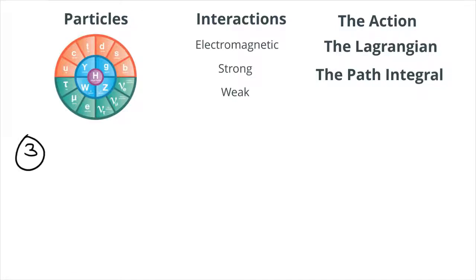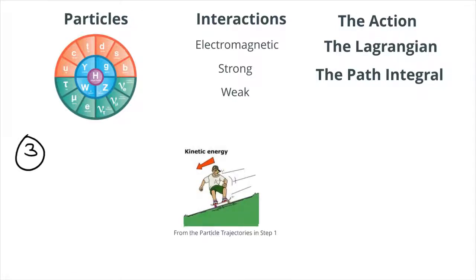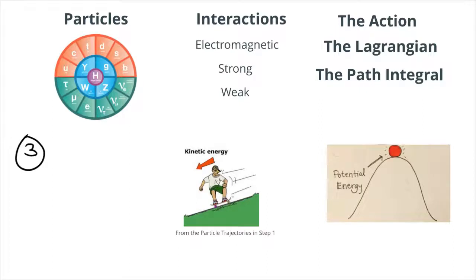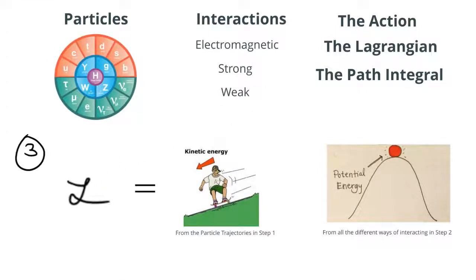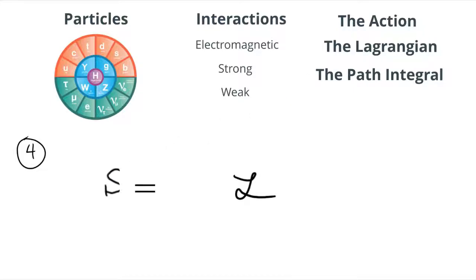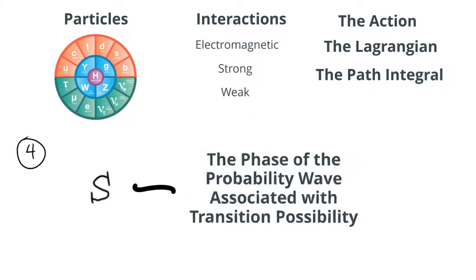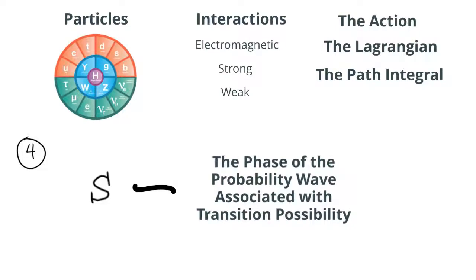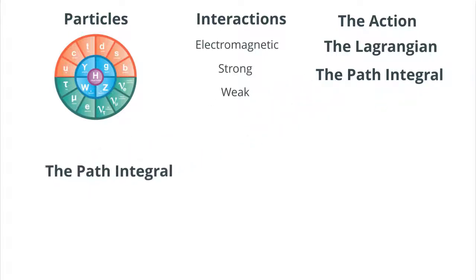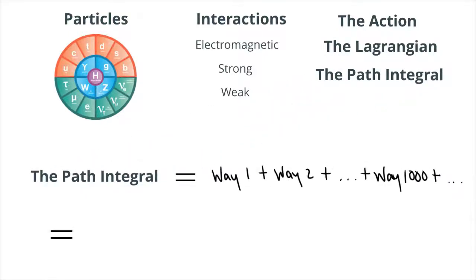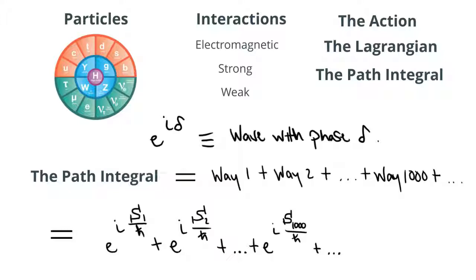Third, using the kinetic energy associated with the particle trajectories and the potential energy associated with the particle interactions, form the Lagrangian, kinetic energy minus potential energy, of each possible transition mode. Fourth, from the Lagrangian, calculate the action required to make each transition. This is directly proportionate to the phase of the probability wave associated with that transition possibility. Finally, compute the path integral by taking the sum over the probability waves associated with each transition.